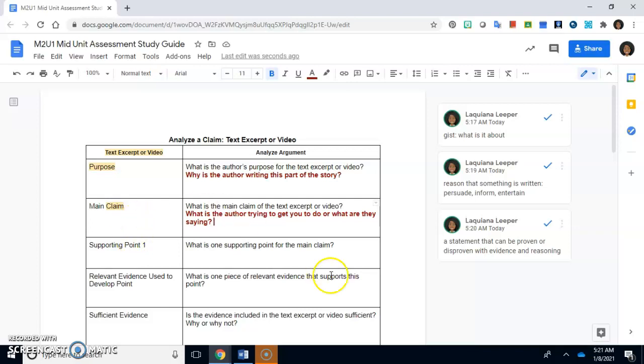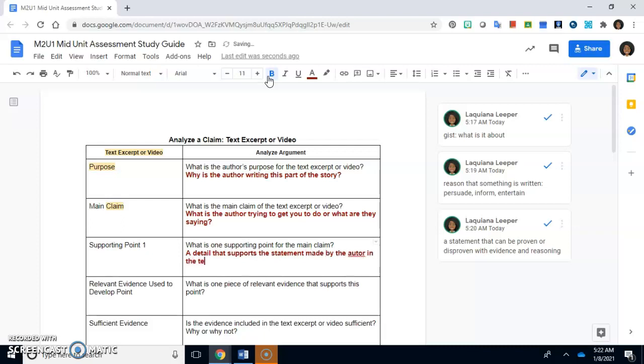So your next question is going to be, what is one supporting point for the main claim? So we know that a supporting point is a detail that supports something, right? So your supporting point for the main claim is obviously going to be a detail that is not the color that I want it. It is going to be a detail that supports the statement made by the author in the text excerpt or the video.